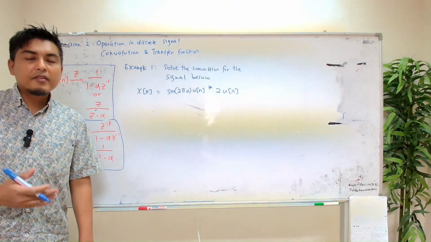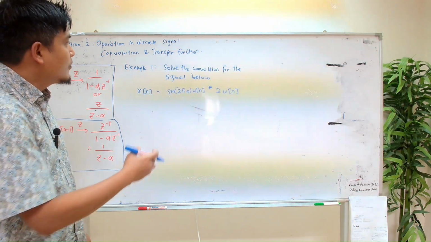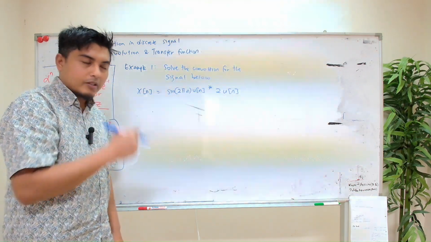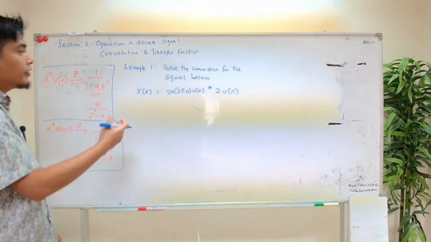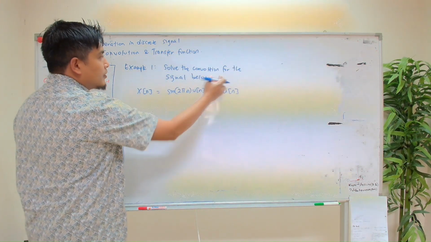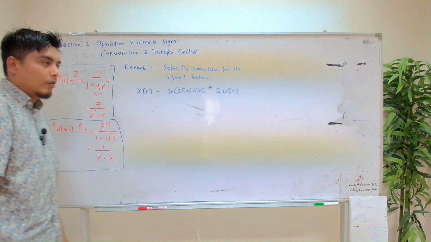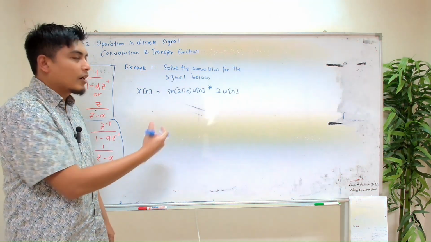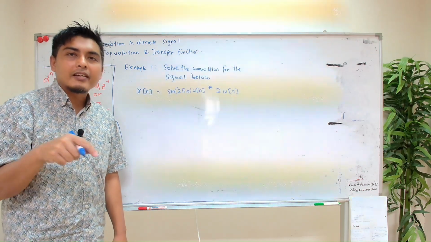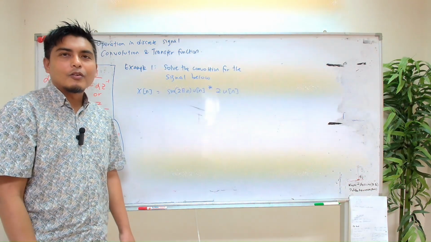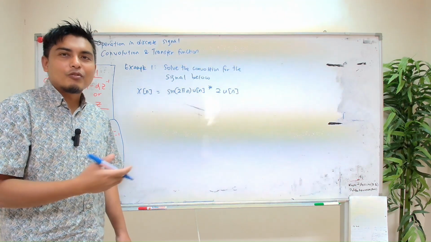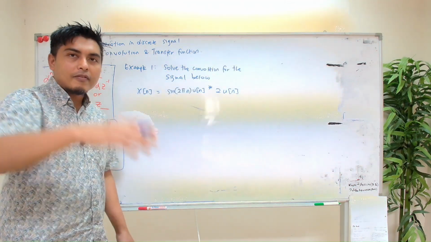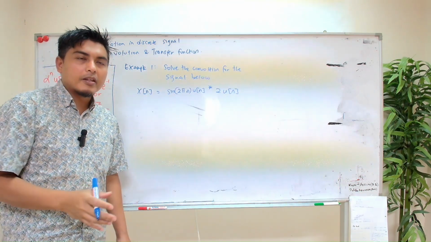So we continue with the first example. The first example focuses on the convolution. The question is, solve the convolution for the signal below. I believe if we try to solve this one using the discrete form, you need more than one day to solve this question, because it is a sine wave in discrete form.